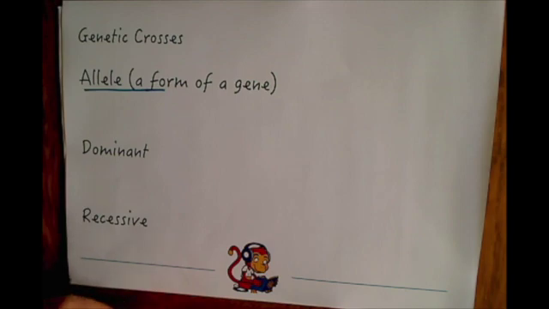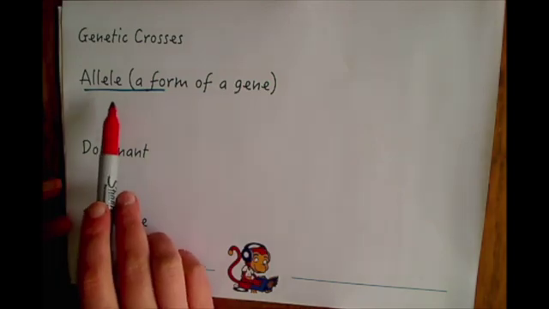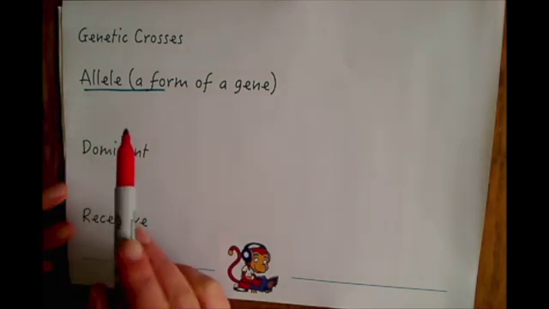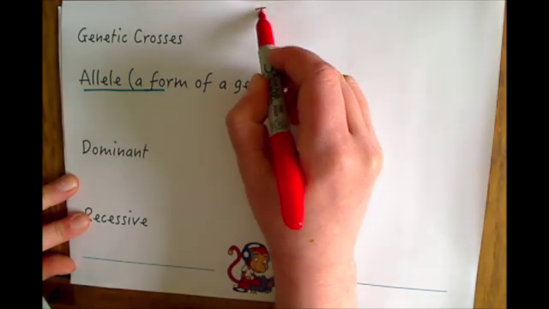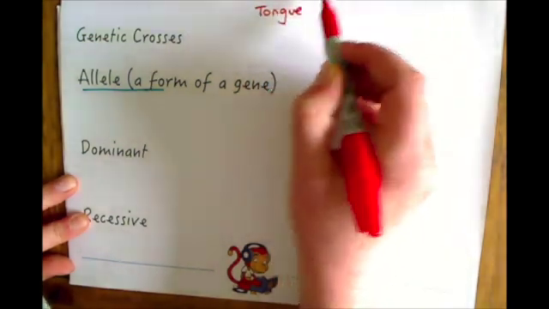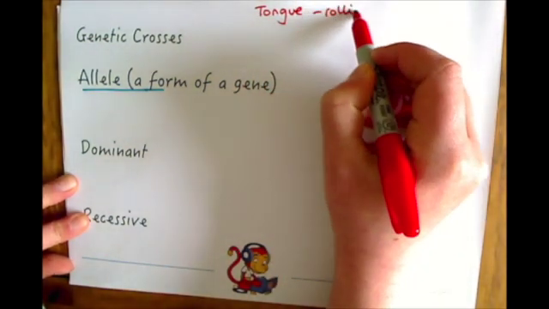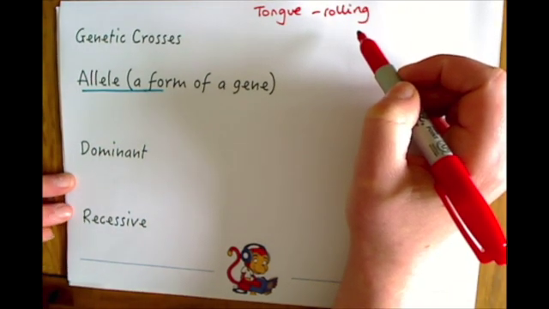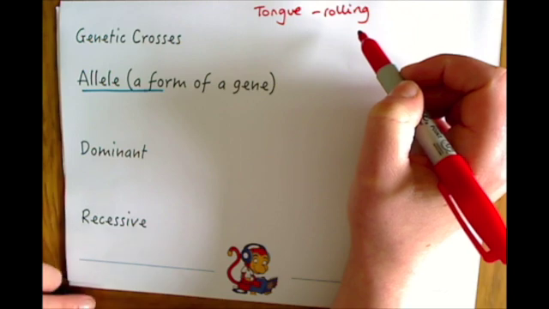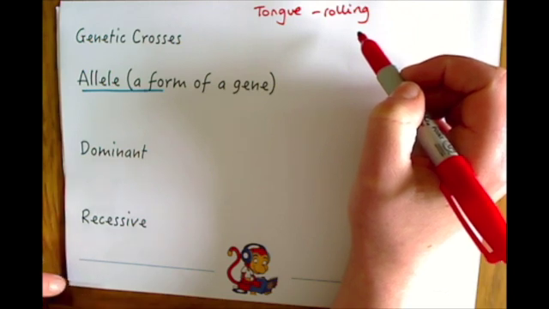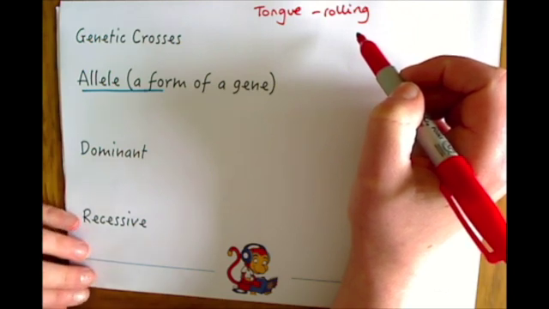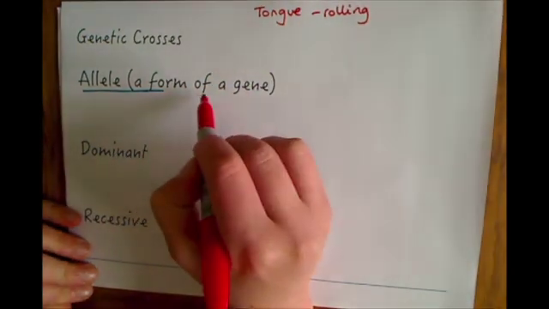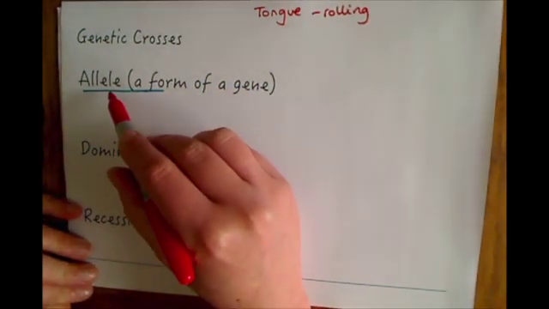And to further complicate things, alleles can either be dominant or recessive. Now, let's take the idea of tongue rolling then, for example, as our characteristic that we are going to look at. Some people can roll their tongues, other people cannot roll their tongues. And it will be a particular gene for tongue rolling that determines whether you can or not. And there will be two forms of that gene, two alleles for that gene.